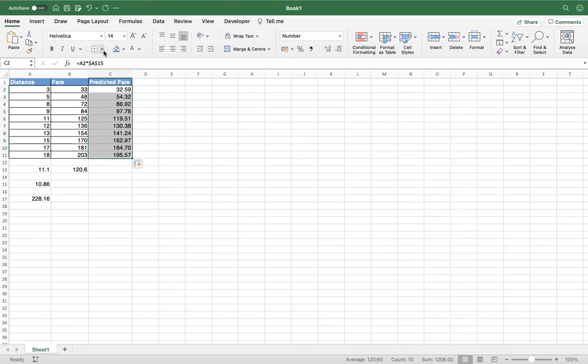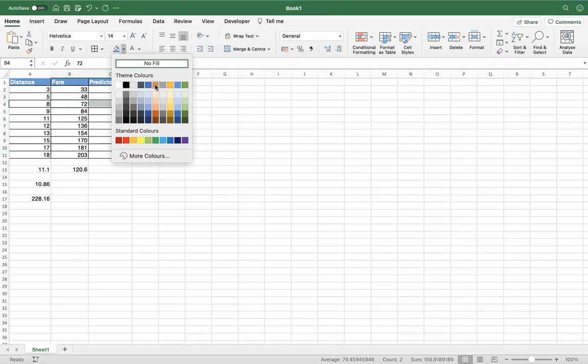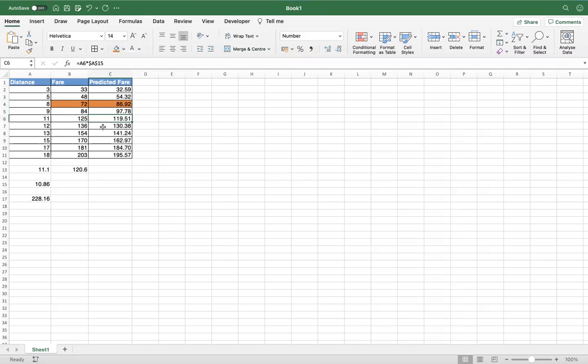Okay. So now these are the predicted fares for our ride. For 33 rupees, it said 32.5; for 48 rupees, it said 54; for 72 rupees, it said 86. I think this is definitely some considerable difference, right?